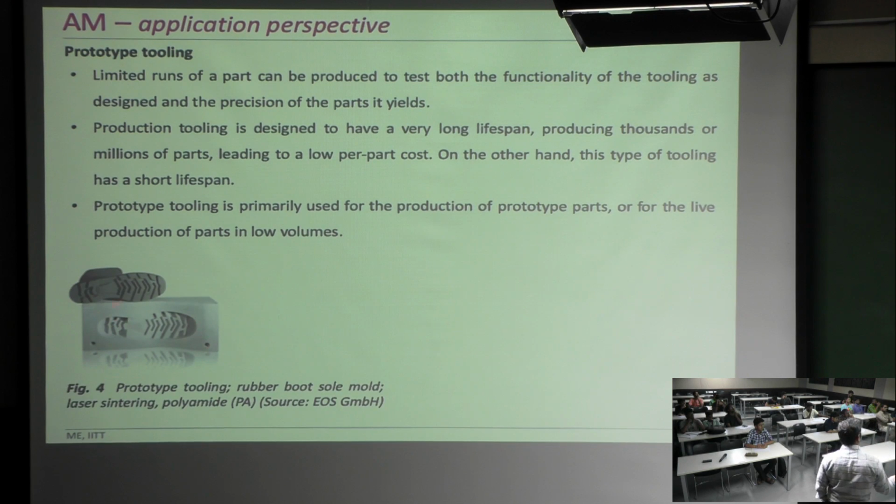For example, this is one example of prototype tooling. This is the rubber boot sole mold. It is made of polyamide instead of metal. The material used for the mold is polyamide. It is relatively expensive when compared to the die steel that we use for the metallic molds. So this is capable of manufacturing prototypes in limited numbers.